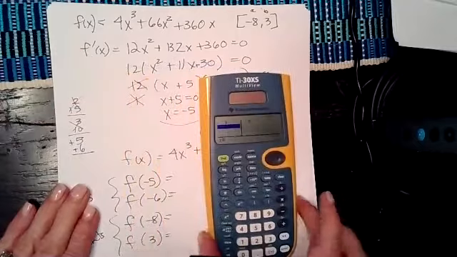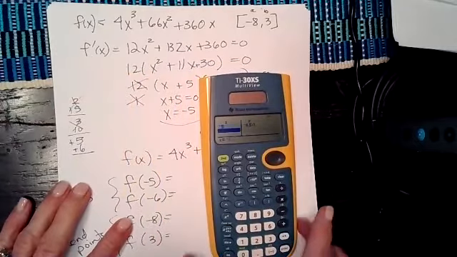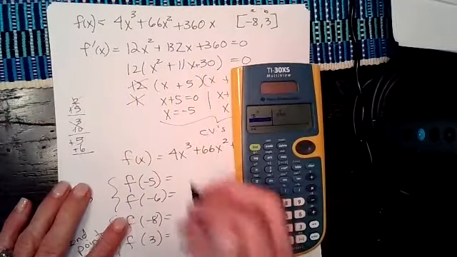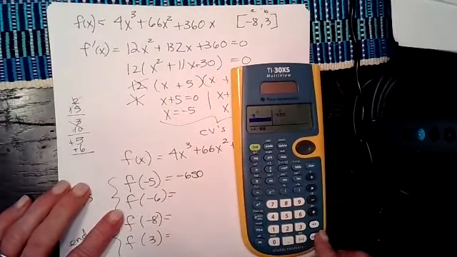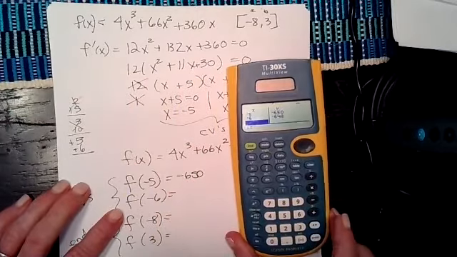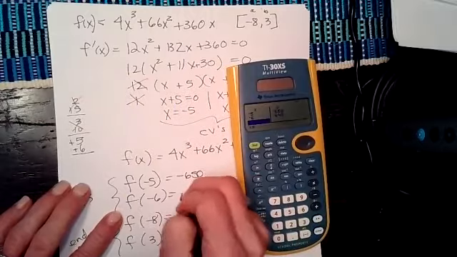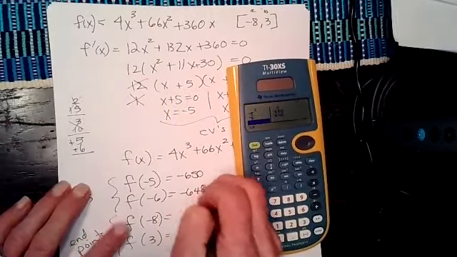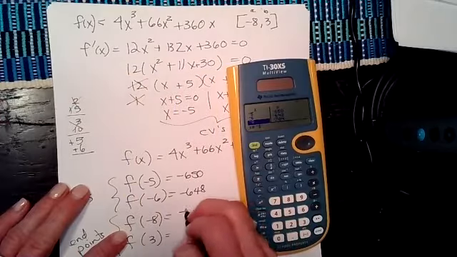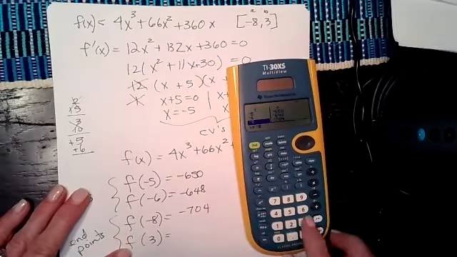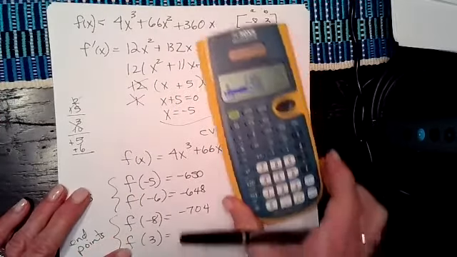Okay, so negative 5, enter, I get negative 650. Negative 6, enter, I get negative 648. All these negative numbers drive me crazy. Negative 8, I get negative 704. And 3, I get 1782.